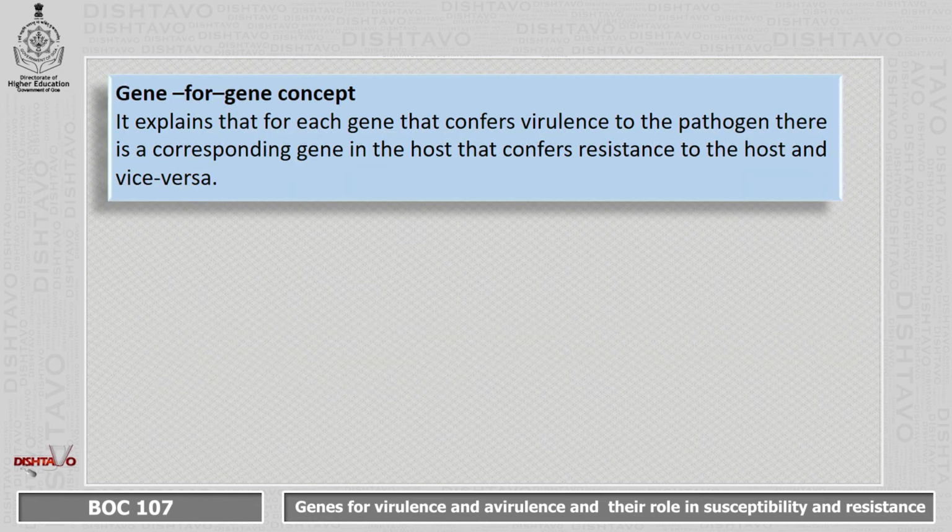Coming to gene for gene concept. Gene for gene concept explains that for each gene that confers virulence to the pathogen, there is a corresponding gene in the host, that is in the plant, that confers resistance to the host and vice versa.